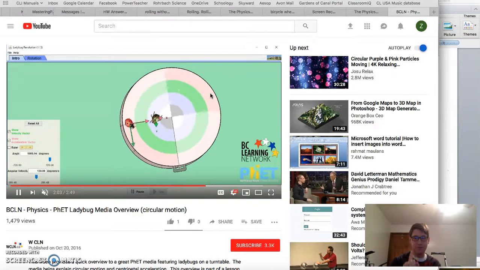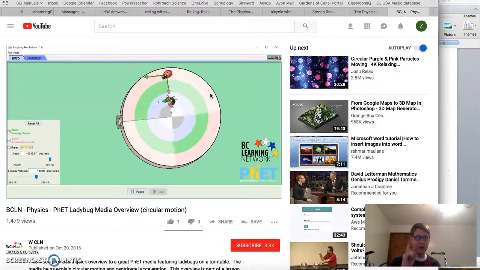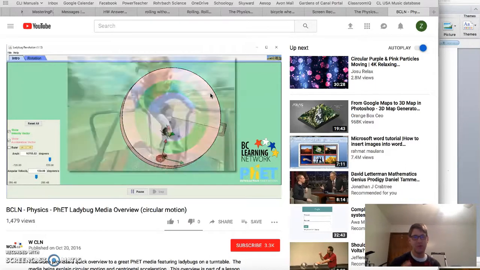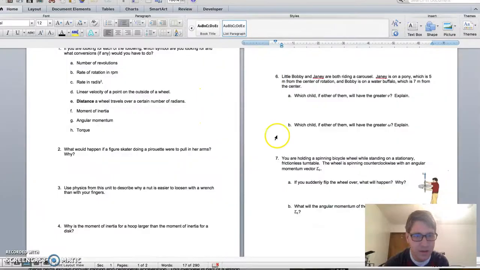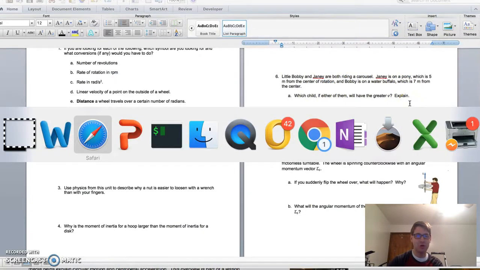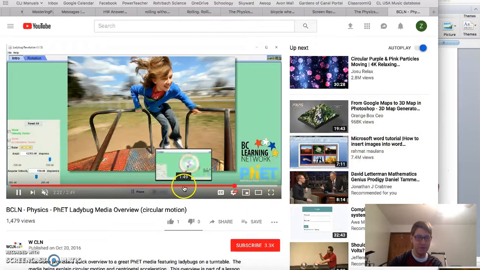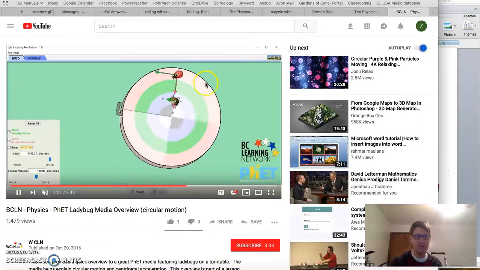But which thing is moving faster? It's the velocity, the regular v, that's moving faster when you're farther out, right? So the kid on the outside, who was Bobby, right? Bobby's going to have a larger v because he's moving faster here on the outside.